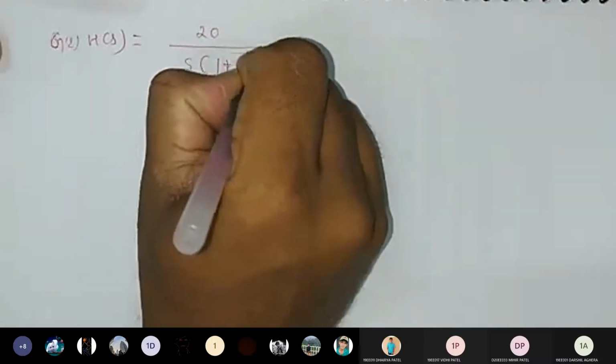You just need to remember, one by one, whatever comes, you have to do from here. You will take the first example. So you will have G(s) into H(s) is equal to 20 upon s plus 0.1 into s.